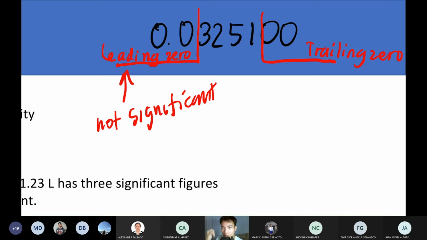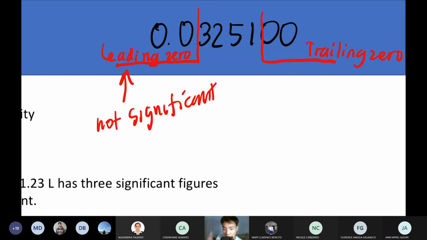Again, all non-zero digits are significant. Next, zeros between non-zero digits are significant. Rule 3 and 4, pagsamahin natin. Leading zeros are not significant. Yun yung zero sa left side ng whole number, ng non-zero digit. Okay? So, yun yung leading zero. Hindi sila significant. Rule number 4, trailing zeros, they are significant only if your number has a decimal point.